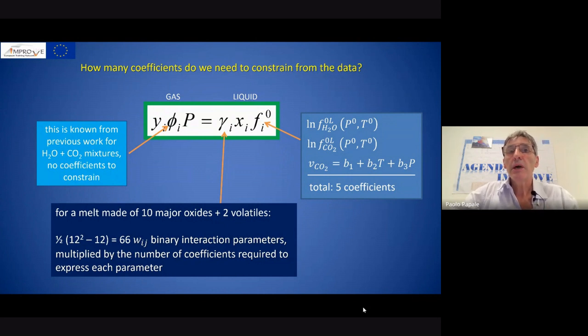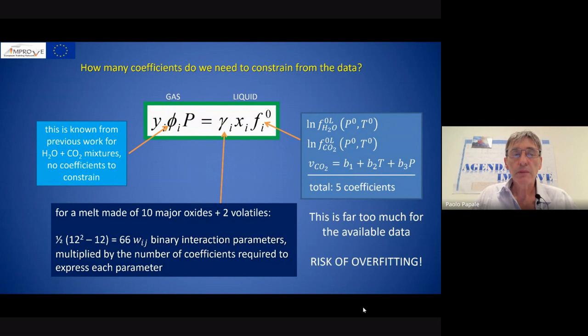For 10 major oxides plus 2 dissolved volatiles, water and carbon dioxide, that makes up 66 binary interaction parameters times the number of coefficients in the functional form. Compared with the available data on water and carbon dioxide solubility and saturation in silicate melts, that's far too much, opening to a high risk of overfitting.